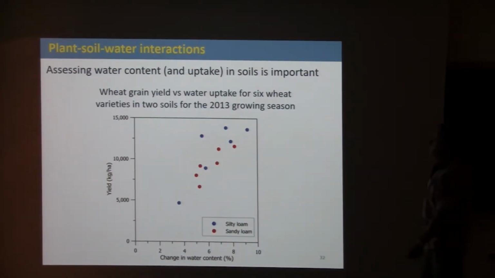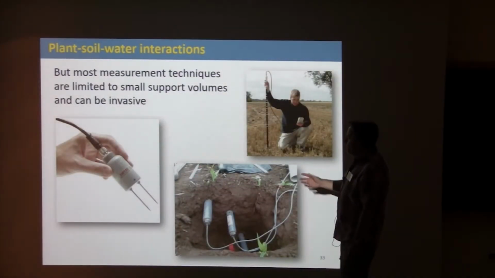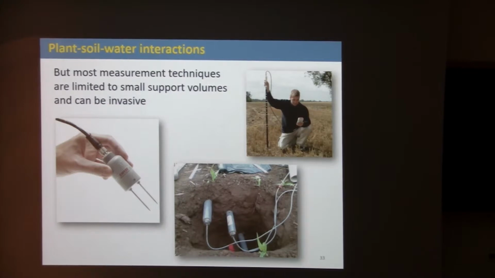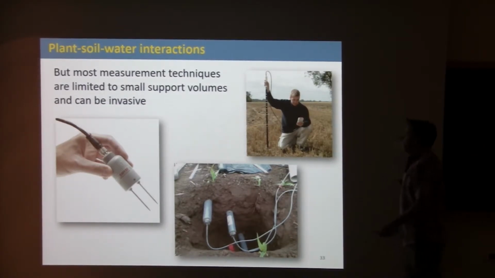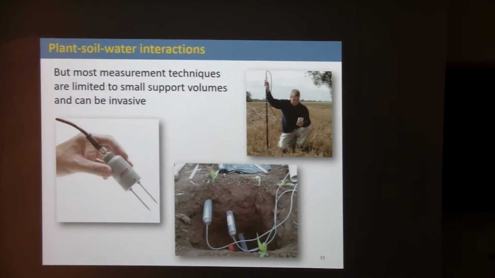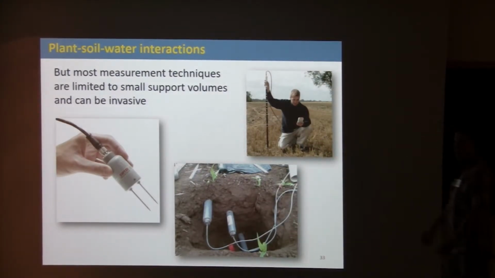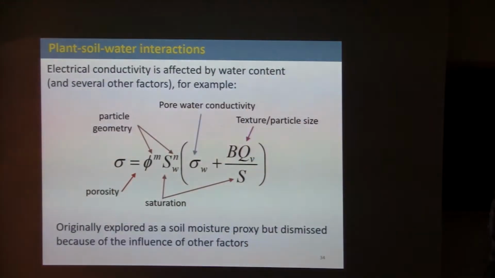In this case, it's a winter wheat. And measuring water content directly is a challenge. If you were going to do this over a huge breeding field, then it's just not really an option. You're limited to a small scale, and it's too invasive to be able to do these kind of measurements, and far too expensive to do this over numerous plots.